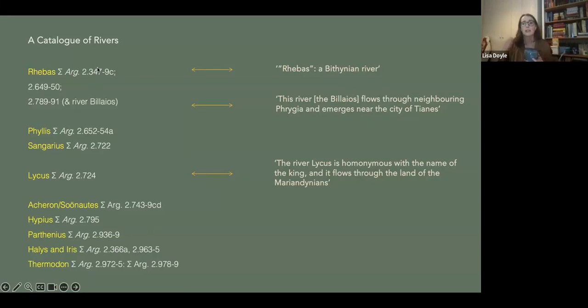What I'm arguing is that the urge to comment on these rivers, and the frequency with which they're commented on, can be understood in terms of a catalogue. There are 43 rivers in Apollonius's poem, based on Christophe Cousset's calculation. I also counted 43, for what it's worth. 39 of those 43 rivers receive some sort of comment in the Scholia.